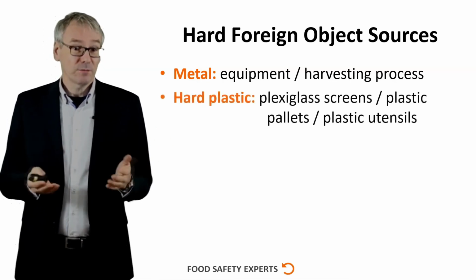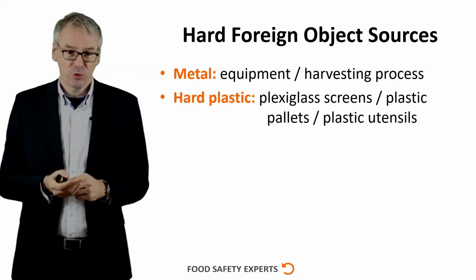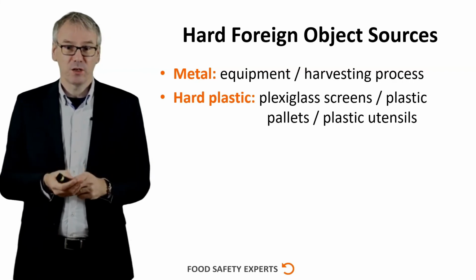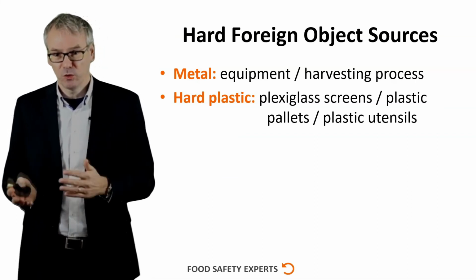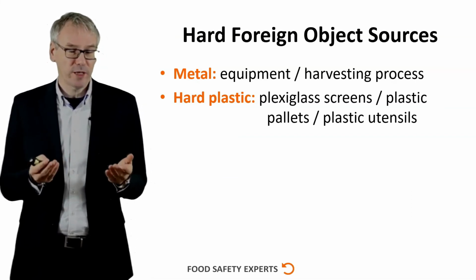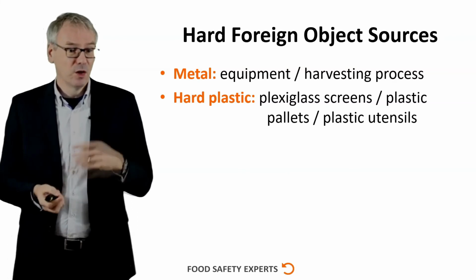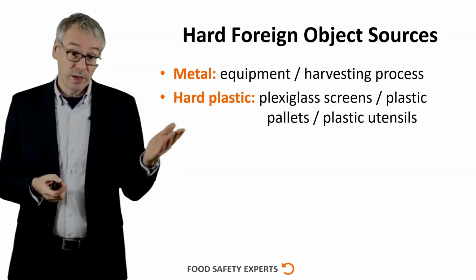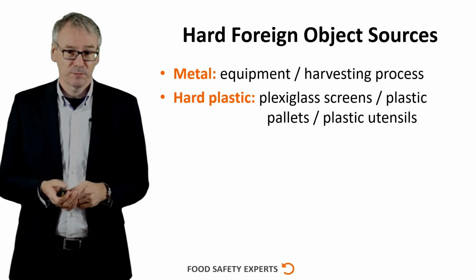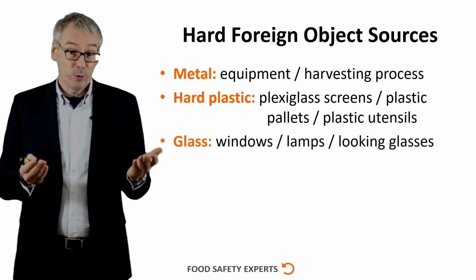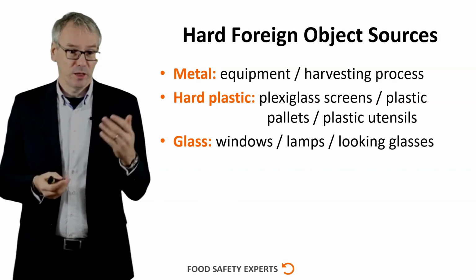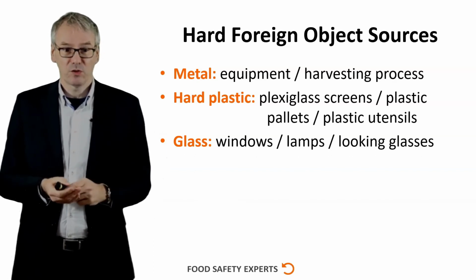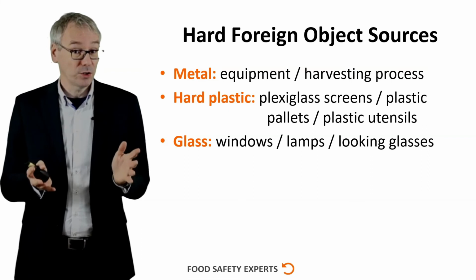Hard plastic, of course, we have plexiglass screens or Lexan screens in our factories, but also we use plastic pallets and plastic utensils. And that's where some piece of plastic can easily chip off, fall onto the floor, but also end up in your product. Of course, very well known, we have glass in our windows, in our lamps, and looking glasses in the production lines, and that's where we usually have a glass inspection plan.